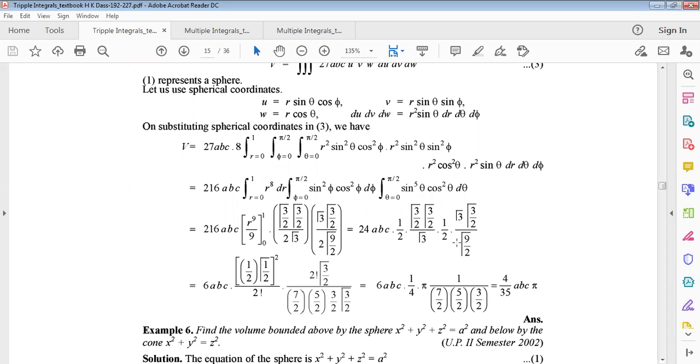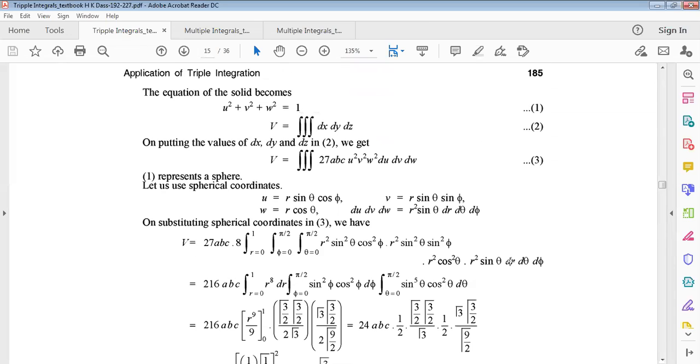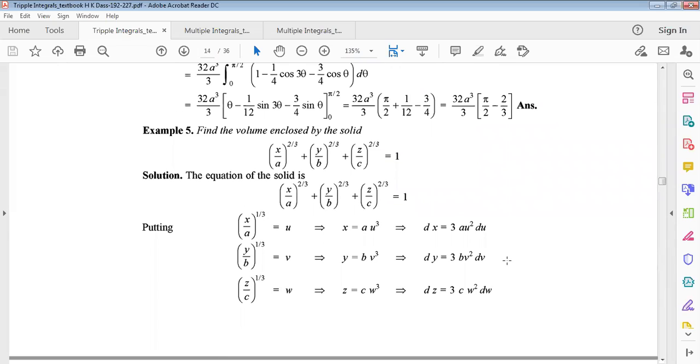Then gamma 9 by 2 can be written as, just subtracting 1 from 9 by 2, we get 7 by 2, again subtracting 1, 5 by 2, again subtracting 1, 3 by 2, so we get gamma 3 by 2. This gamma 3 by 2 and gamma 3 by 2 cancel. Okay, this is actually the volume of the given solid.